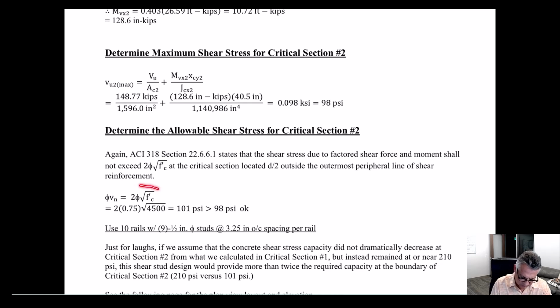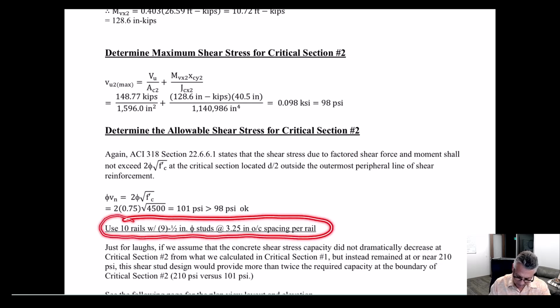So it says you only get to use 2 square root f'c, and if I do that, I get 101 psi. So we have created a shear plane that only has 98 psi shear stress in it. 2 square root f'c times phi is 101. Okay, we're good. And that's what the program did. It kept adding the studs, creating a larger shear plane 2 until this criteria was met. So the final design is we have 10 rails with 9.5-inch diameter studs at 3.5 inches on center.